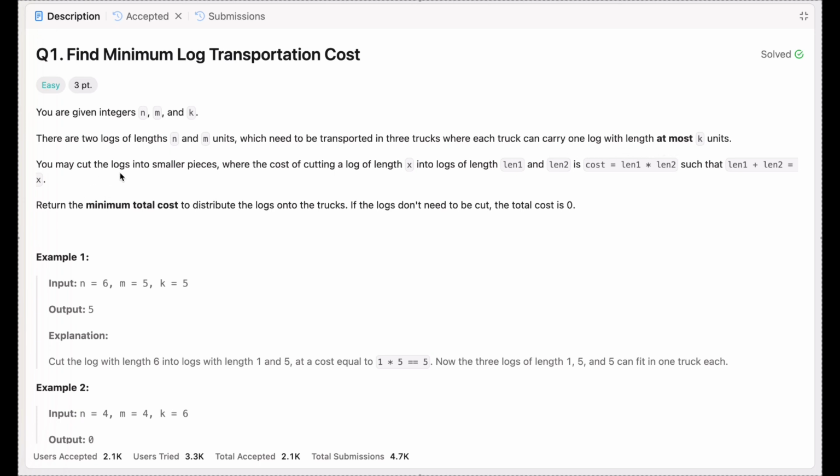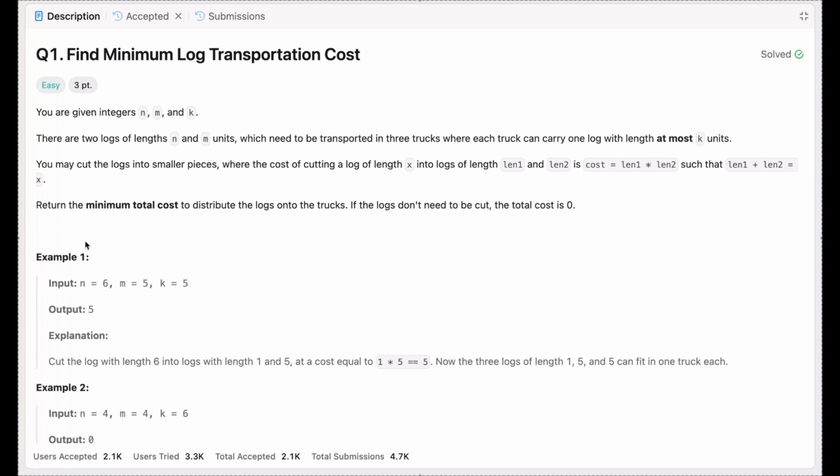You must cut the logs into smaller pieces, where the cost of cutting a log of length x into logs of length len1 and len2 is len1 times len2, such that len1 plus len2 is equal to x. And we have to return the minimum total cost to distribute the logs onto the trucks. If the logs don't need to be cut, the total cost is 0.